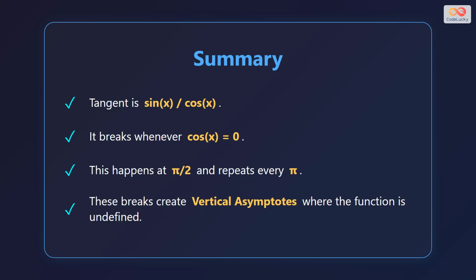To recap, tangent is sine over cosine. It breaks whenever cosine is 0. This occurs at pi over 2 and repeats every pi radians, creating vertical asymptotes where the function is undefined.